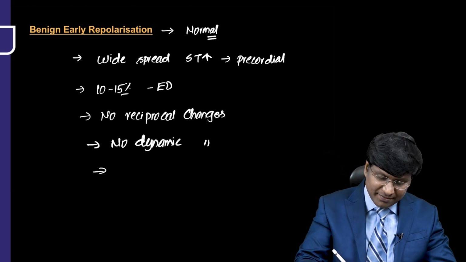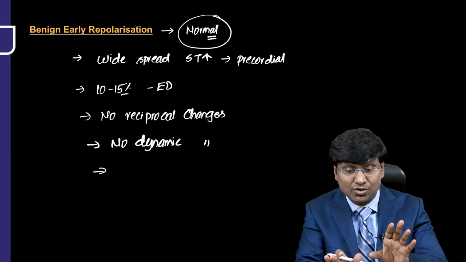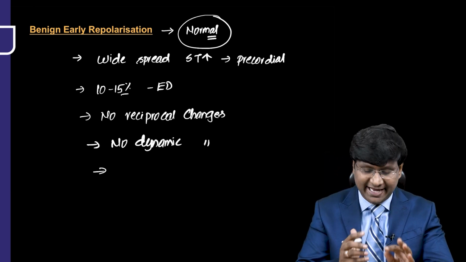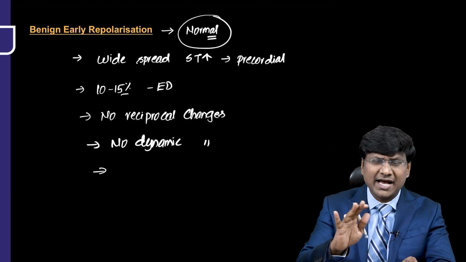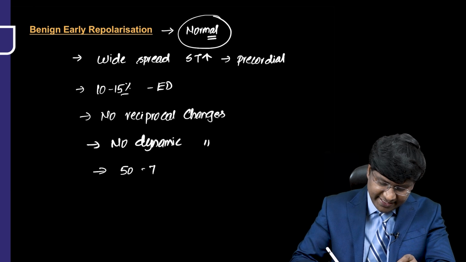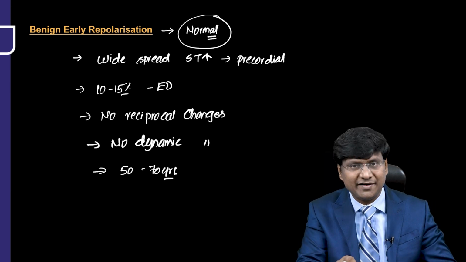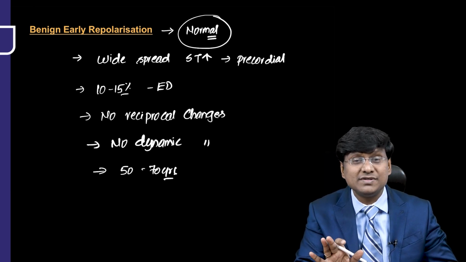But you have to remember, it is a normal variant. It is not any indication of underlying cardiac disease. And the age group in which you see this commonly is slightly higher, around 50 to 70 years. It is a rare phenomenon, but usually it occurs around the age group of 50 to 70 years.